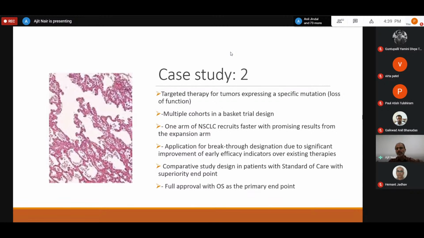And with that breakthrough designation, you can do a comparative study with the standard of care with a superiority endpoint. So essentially, you will design that study, that same cohort will branch out into your study compound and your standard of care, and then do a comparative design, and you get a full approval with overall survival as the endpoint, right? So this is again an example where you can use a regulation of a breakthrough designation for a compound which shows promise much better than what is there in the market, and really fast track your drug development and get a full approval with overall survival as the primary endpoint.